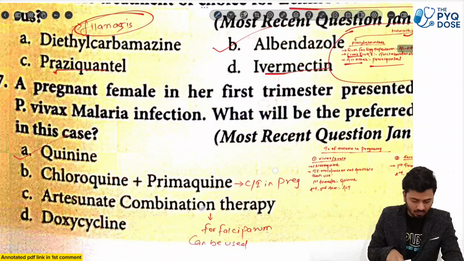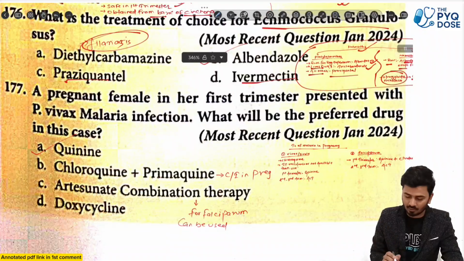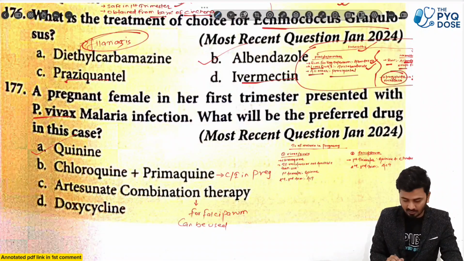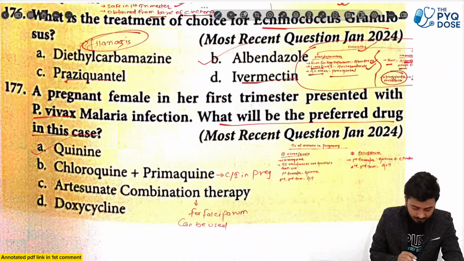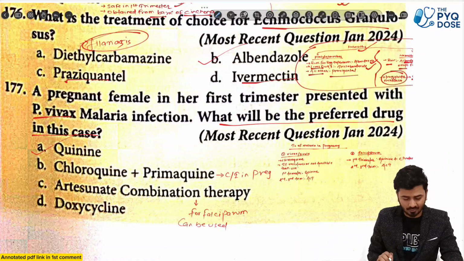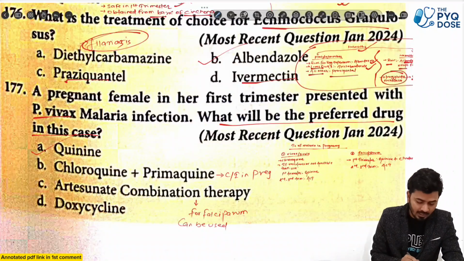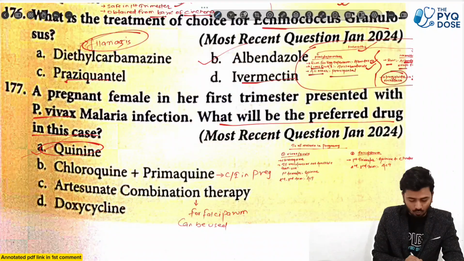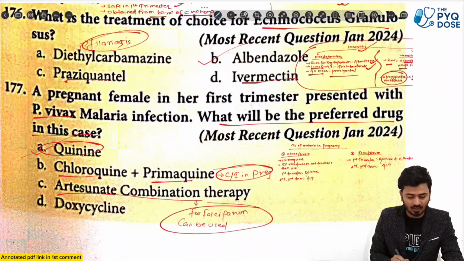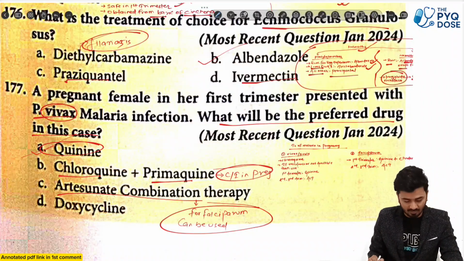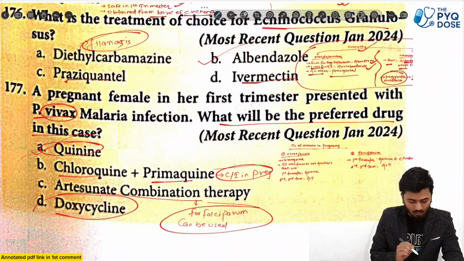Let's see the next question. A pregnant female in her first trimester presented with Plasmodium vivax malaria infection, what will be the preferred drug in this case? We just talked about that in the previous question where we talked about malaria, everything about malaria. So the answer here will be quinine. Look, chloroquine plus primaquine, why we can't use, because this is contraindicated in pregnancy. Artesunate combination therapy is generally used for Plasmodium falciparum, but here they are giving Plasmodium vivax, and doxycycline again we will not be using this.